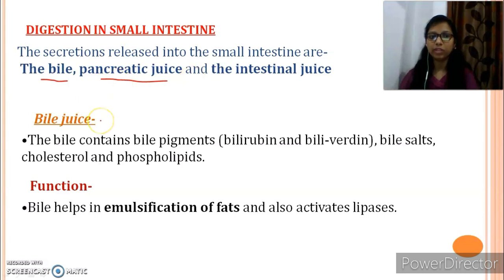The first one is bile juice, which is secreted by the liver. Okay, this bile contains bile pigments, which are bilirubin and biliverdin. Along with bile pigment, there are bile salts, cholesterol, and phospholipid. Okay, so these are the secretions of the liver. Okay, so the bile helps in emulsification of fats. Okay, means it helps in the breakdown of fats, and also it activates lipases, which is another enzyme.